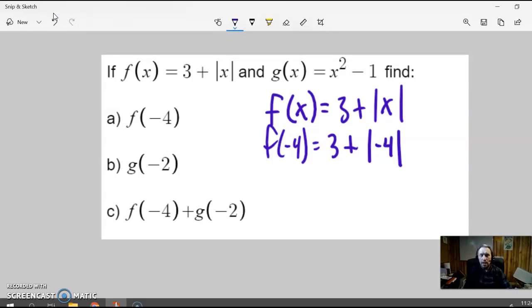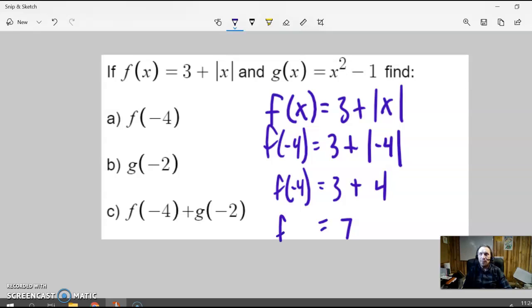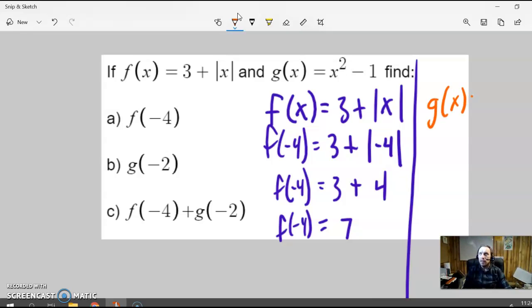In our review yesterday, the absolute value of negative 4 means what's the distance from 0. So how far is negative 4 from 0? It is 4 from 0. And so 3 plus 4 is 7. So f at negative 4 equals 7. I'm going to draw a line here so that I can do the next part. And again, you're always supposed to pause these, try them yourself, and then come back and look at the answer.